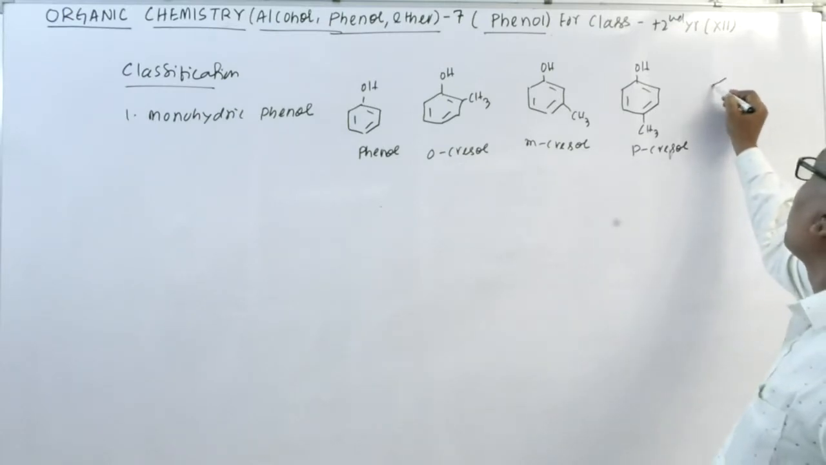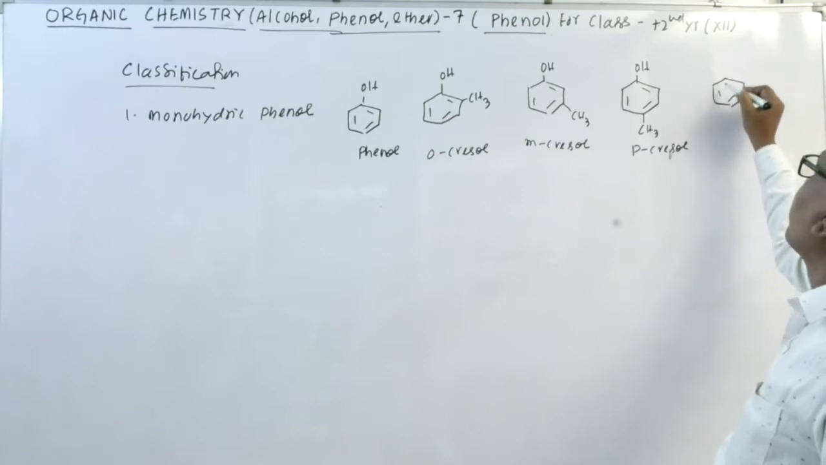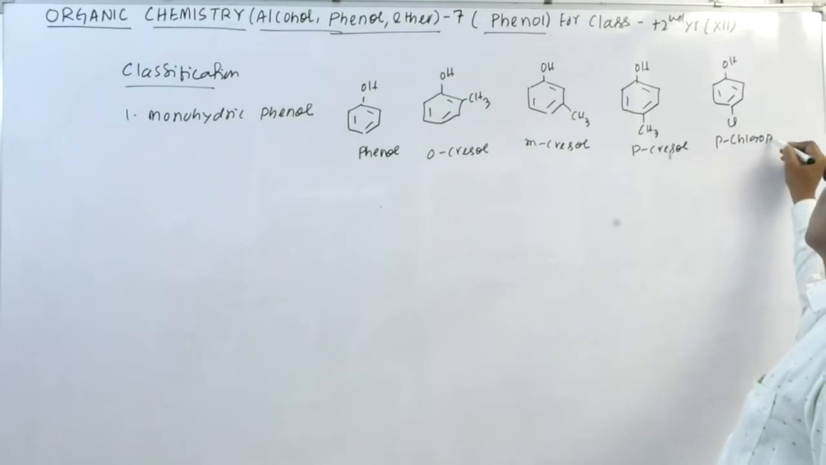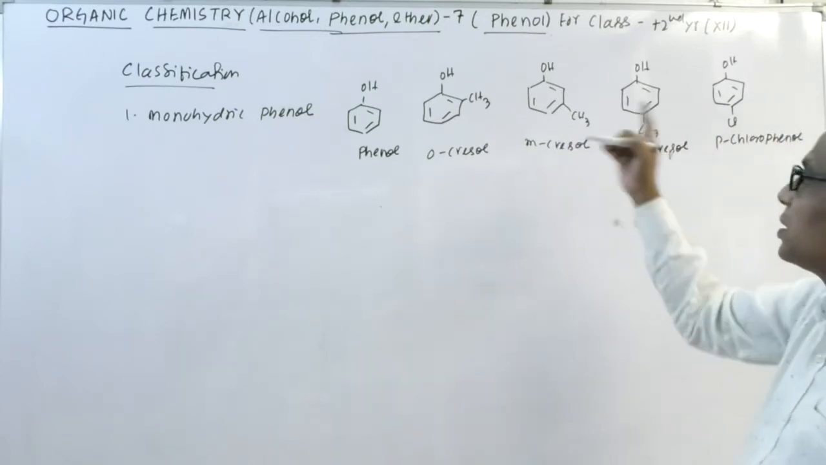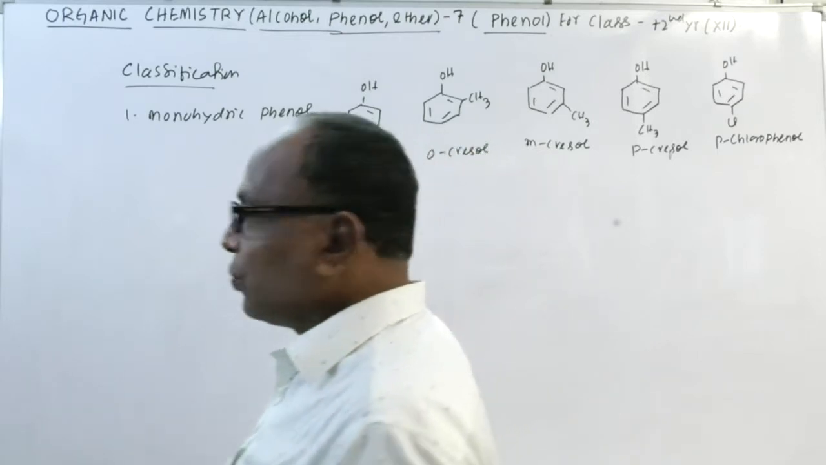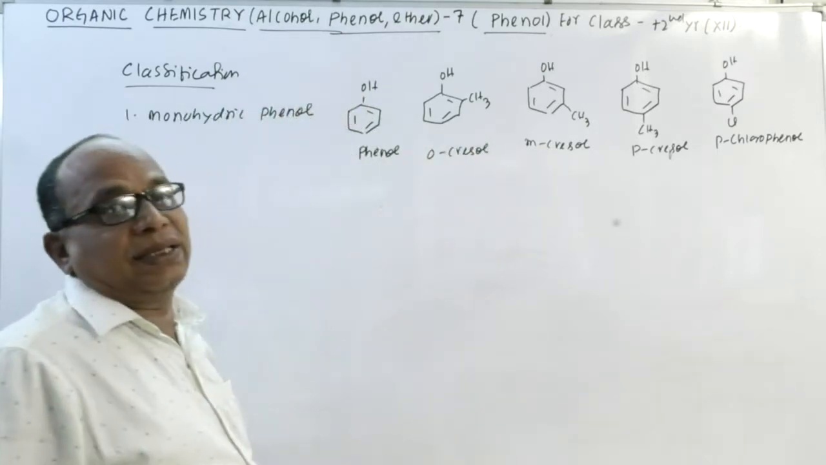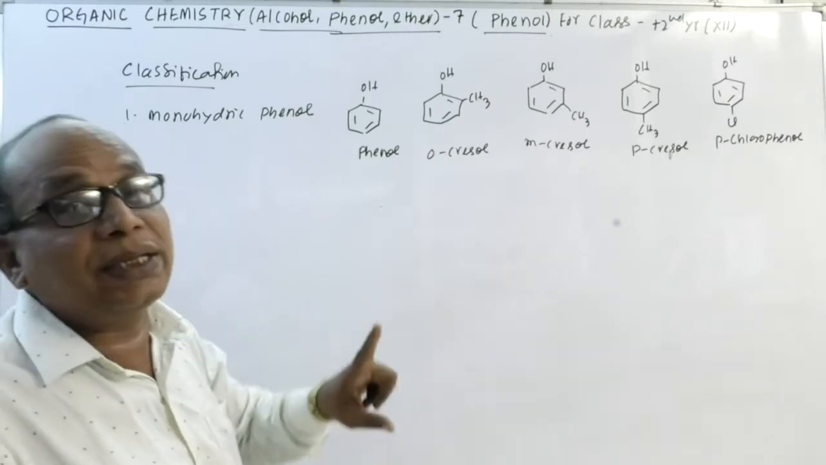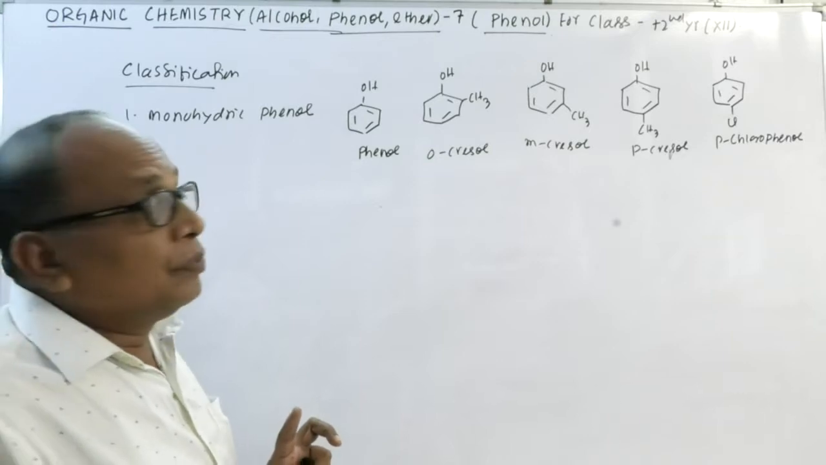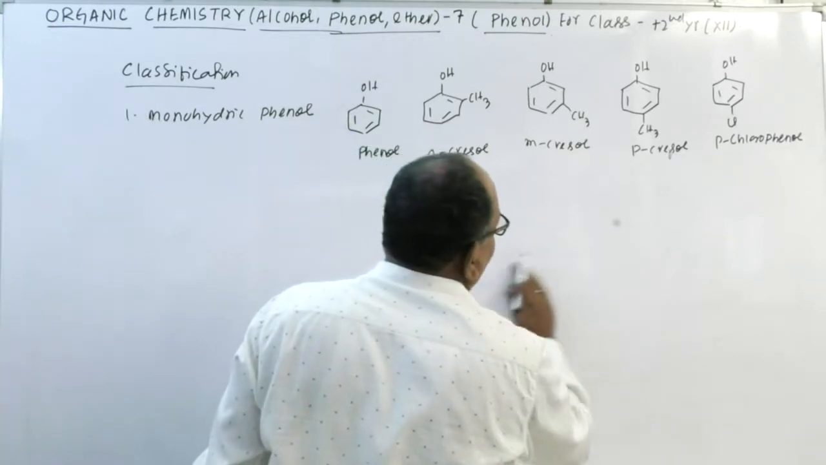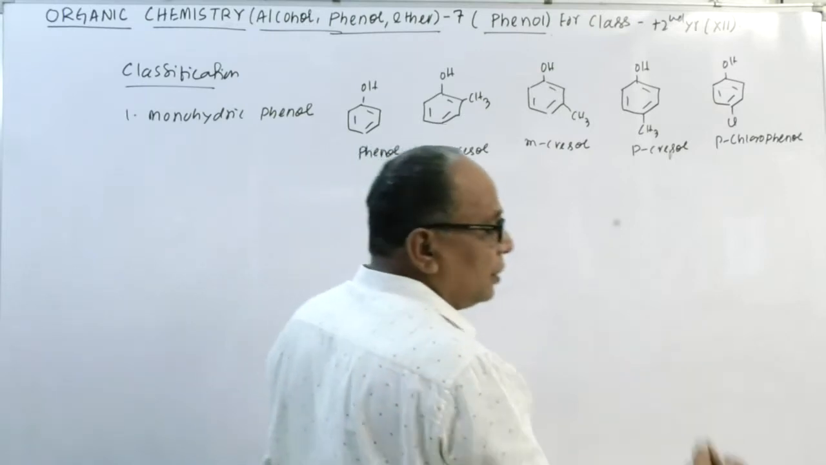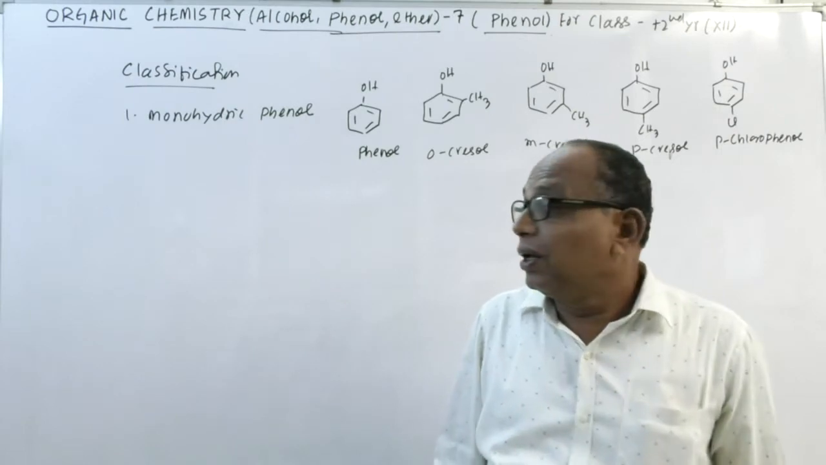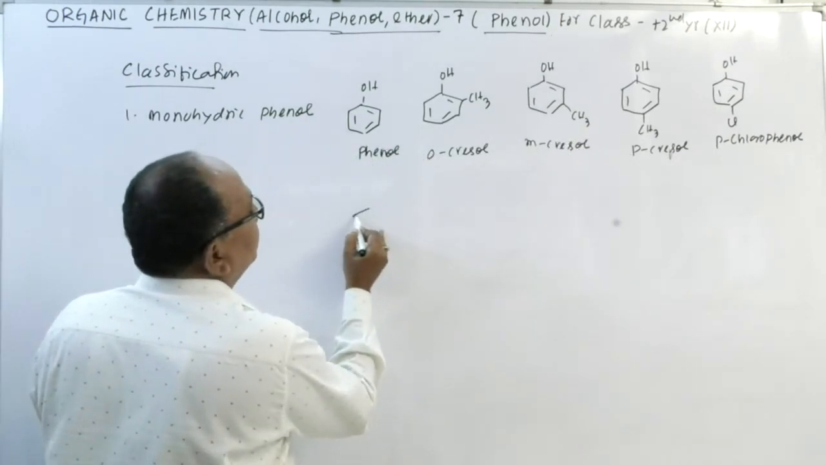And this is your OH. Suppose there is a Cl group, that is parachlorophenol. You see, all of these molecules contain only one OH group bonded directly to the benzene ring. Directly bonded to the benzene ring, then you can see it is a phenol. So these are the monohydric phenols. That means in monohydric phenol, the OH group is bonded to the benzene nucleus.